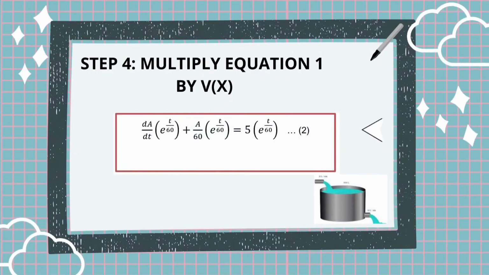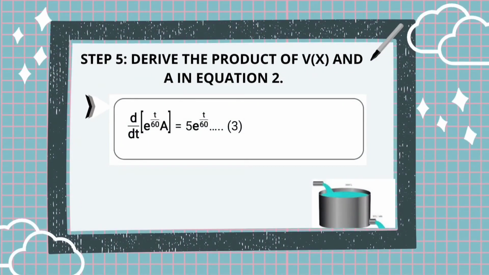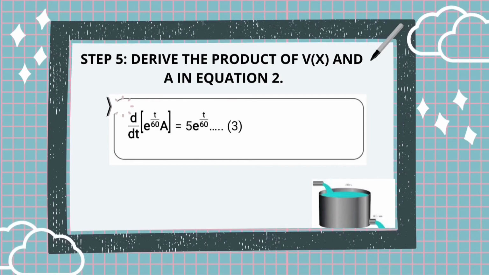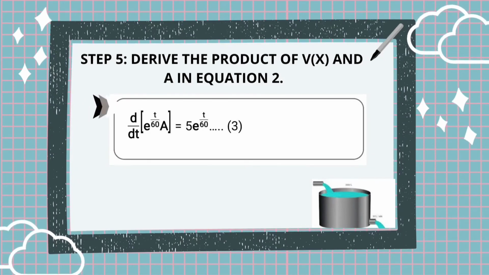Next, step 4, we multiply each term in equation 1, on both the right and left hand side, by V(t), which is e to the power of t over 60, and we form a new equation 2. Then we take the derivative of the product of V(t) and A in equation 2, and we get the derivative of e to the power of t over 60 times A with respect to t, which is equal to 5 times e to the power of t over 60. Now this is our new equation 3.